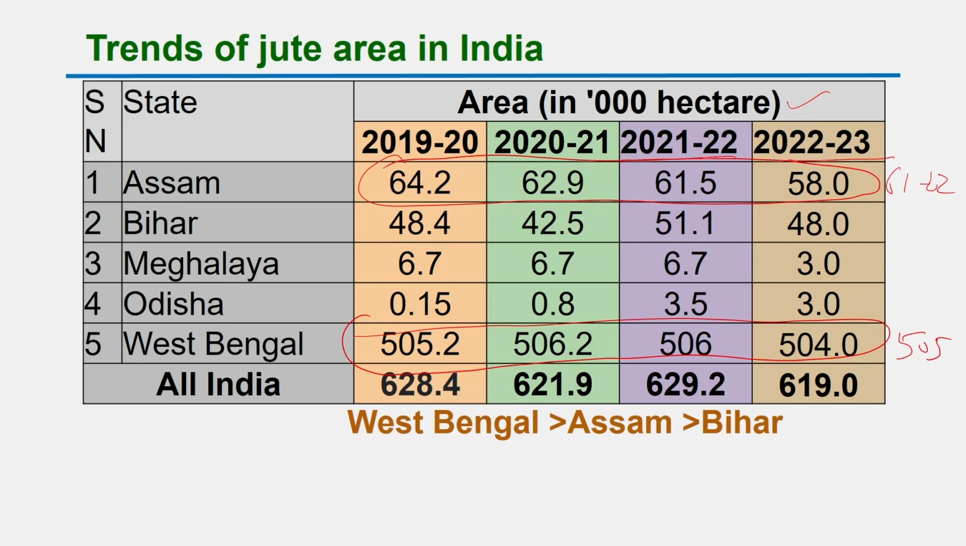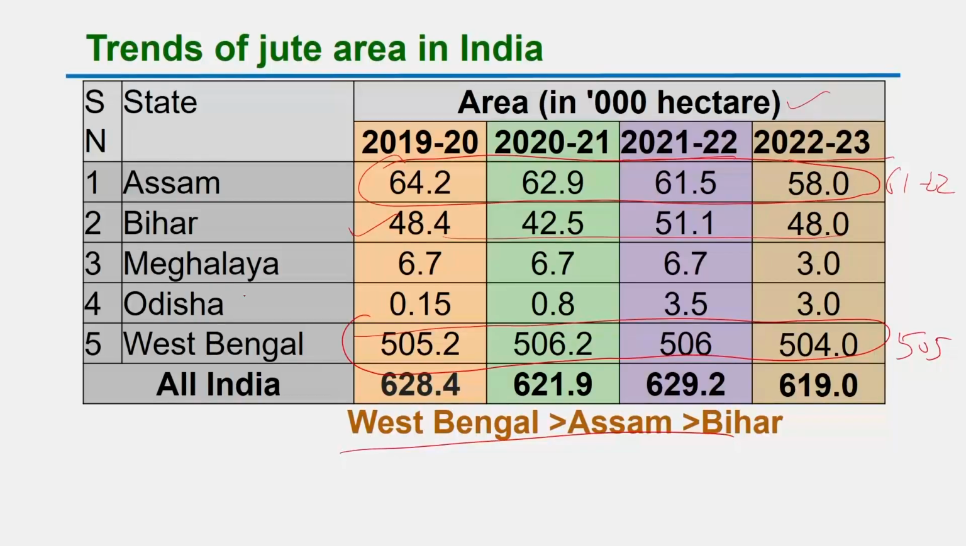The third important state in India is Bihar. In Bihar, you have 48.4, 42.5. So on an average, you can say around 45 to 50,000 hectare area of jute is in Bihar. So you can conclude here that West Bengal has highest area, followed by Assam and then Bihar. Other important states are Odisha and Meghalaya, where jute is also cultivated.